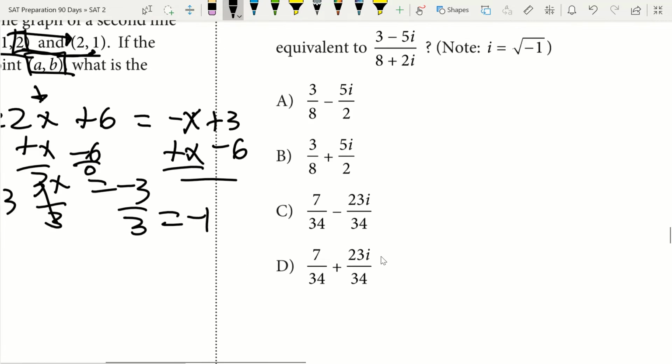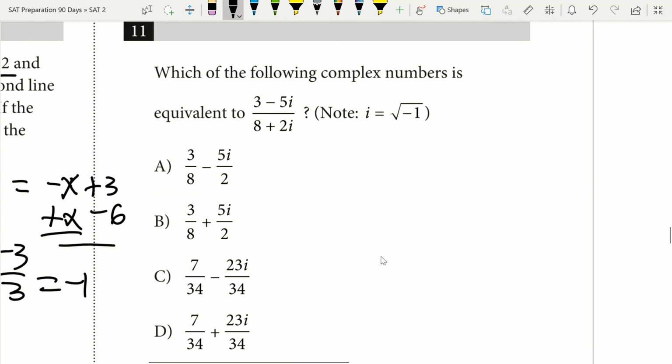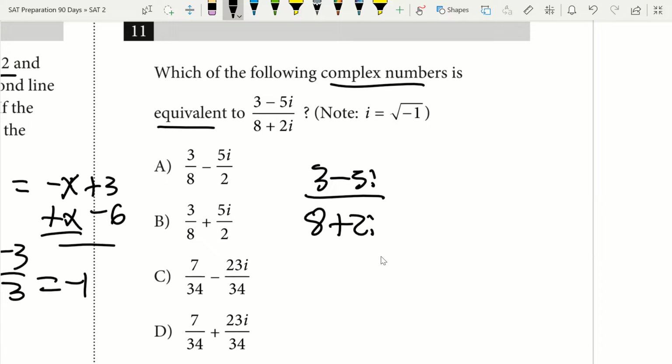Number 11. Okay, I've got imaginary numbers. Which imaginary number is equivalent to this? What I'm going to do is multiply by my complex conjugate. So I'm going to rewrite this so I have room to write my complex conjugate. That's going to be 8 minus 2i over 8 minus 2i.